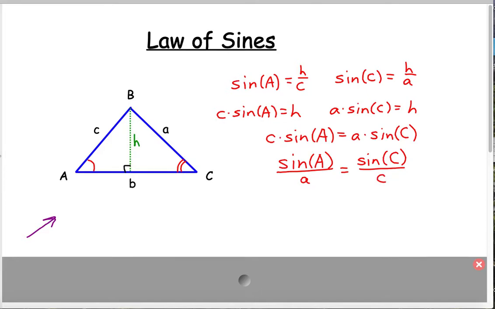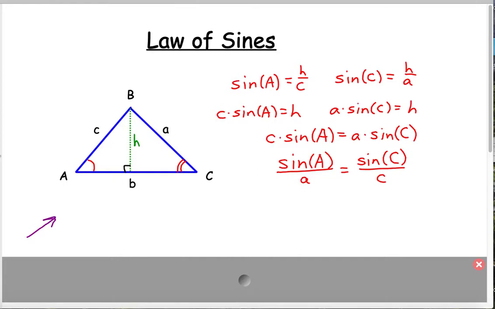So we have a ratio now dealing with an angle and the side across from it. So the sine of angle A over the side across from angle A will always equal the sine of angle C divided by the side across from angle C. All right, what if we wanted to include B? It's feeling a little left out here.